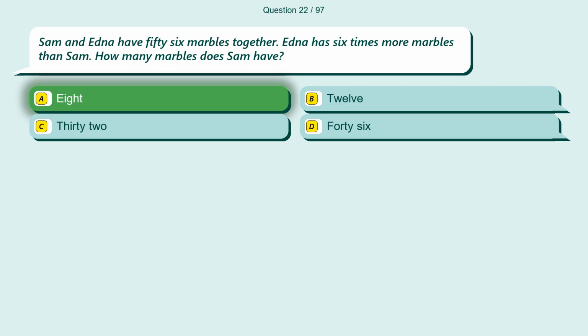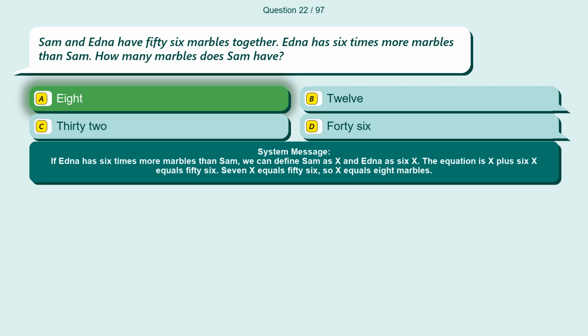The correct answer is option A, 8. If Edna has 6 times more marbles than Sam, we can define Sam as x and Edna as 6x. The equation is x plus 6x equals 56. 7x equals 56, so x equals 8 marbles.